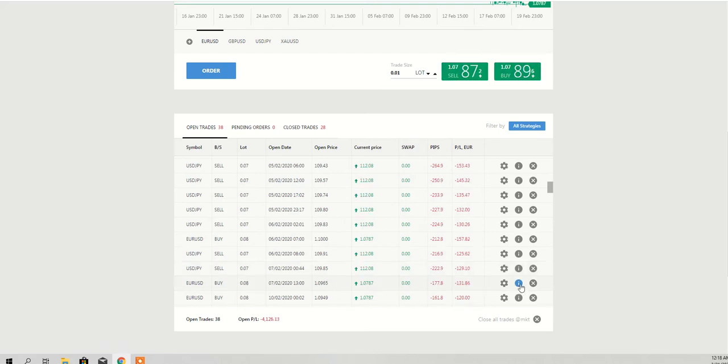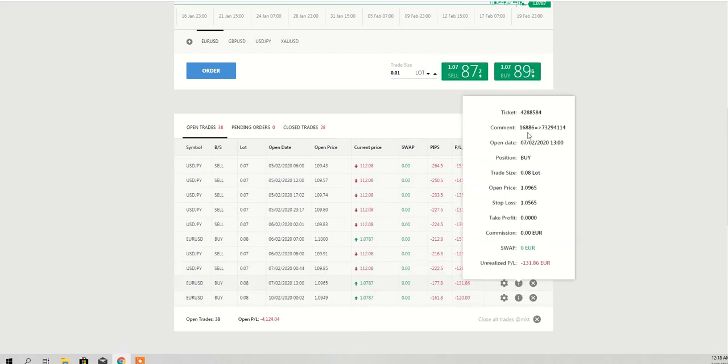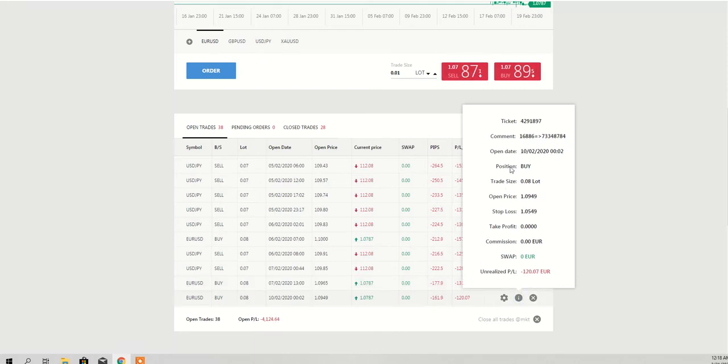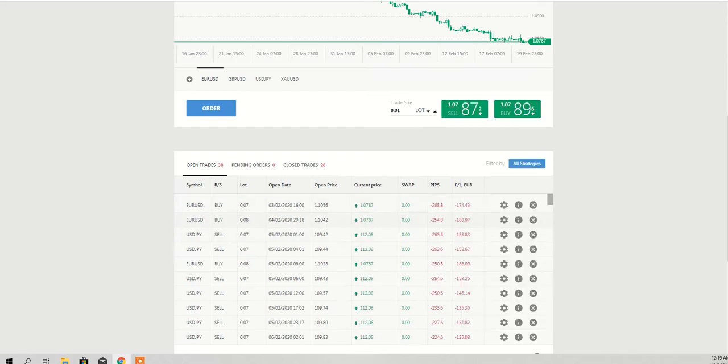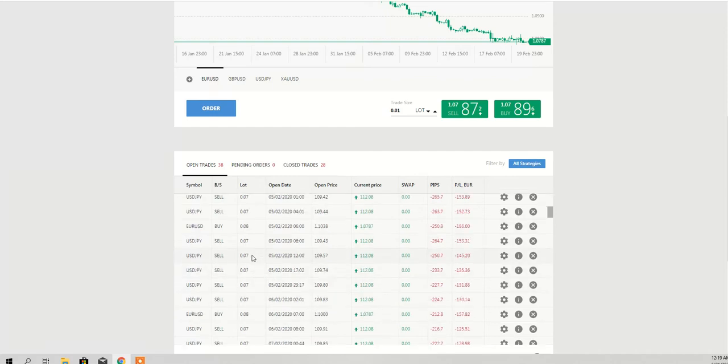We can see that it's all the same trader, by this ID, 16886. So we have 1, 2, 3, 4, 5 open positions in the Euro US dollar, and they're all at different price levels, and he's averaging down. So we want to try to avoid that, that the traders do that in our trading account.